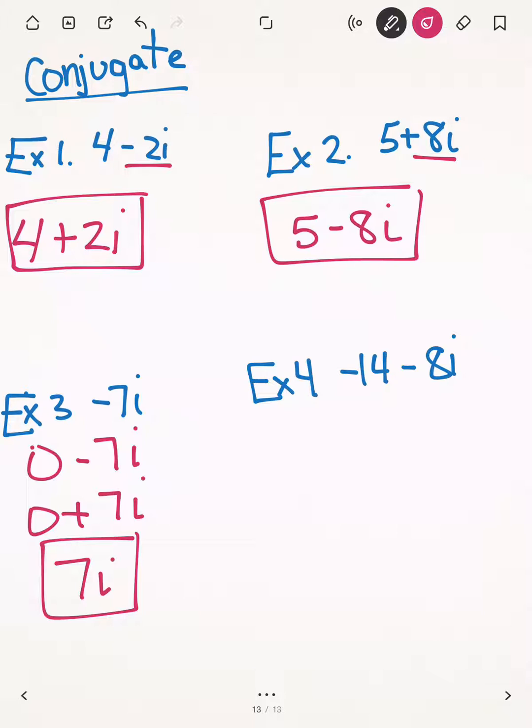And then lastly, example 4. I have a negative 14 minus an 8i. The negative 8i is my imaginary part. So to conjugate it, I do negative 14 plus 8i. And that is a conjugate.